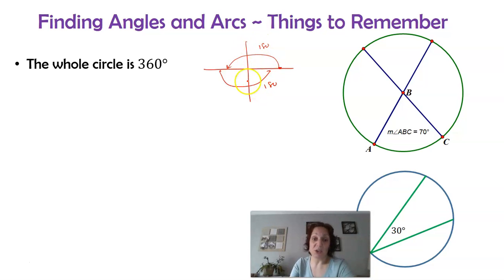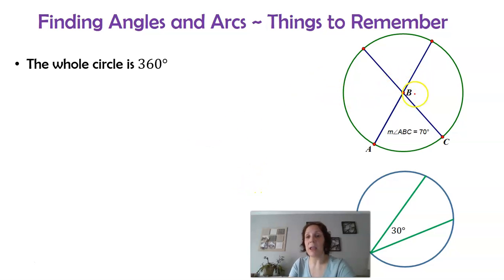Well, a circle is two put together, right? It's all the way around. You could also think of it as four right angles, 90, 90, 90, 90. That adds up to 360. Okay. So that idea that the whole circle all the way around is 360 is going to be really useful to us.